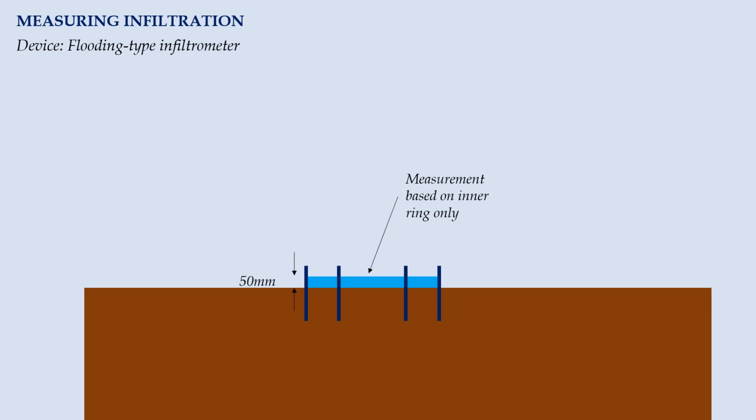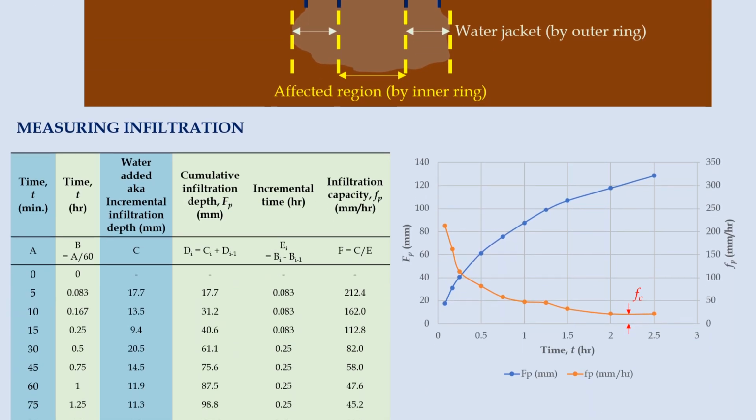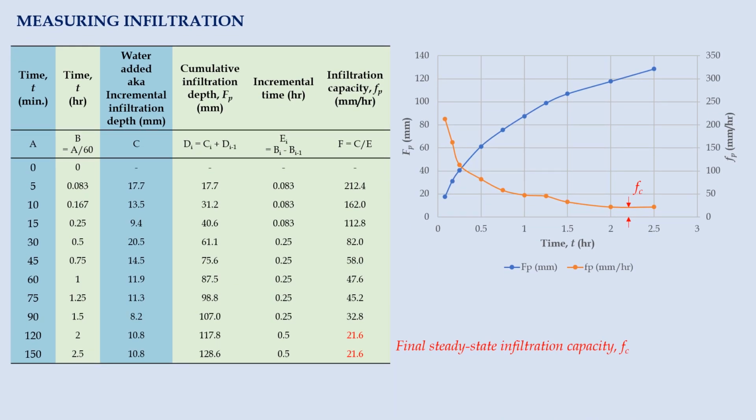The measurement for infiltration capacity is solely based on the inner ring. Water infiltrated from the outer ring provides a water jacket that prevents water infiltrated from the inner ring from spreading outward. Thus, the inner ring tube area would equal the infiltrating area. Infiltration capacity typically reduces exponentially with time.